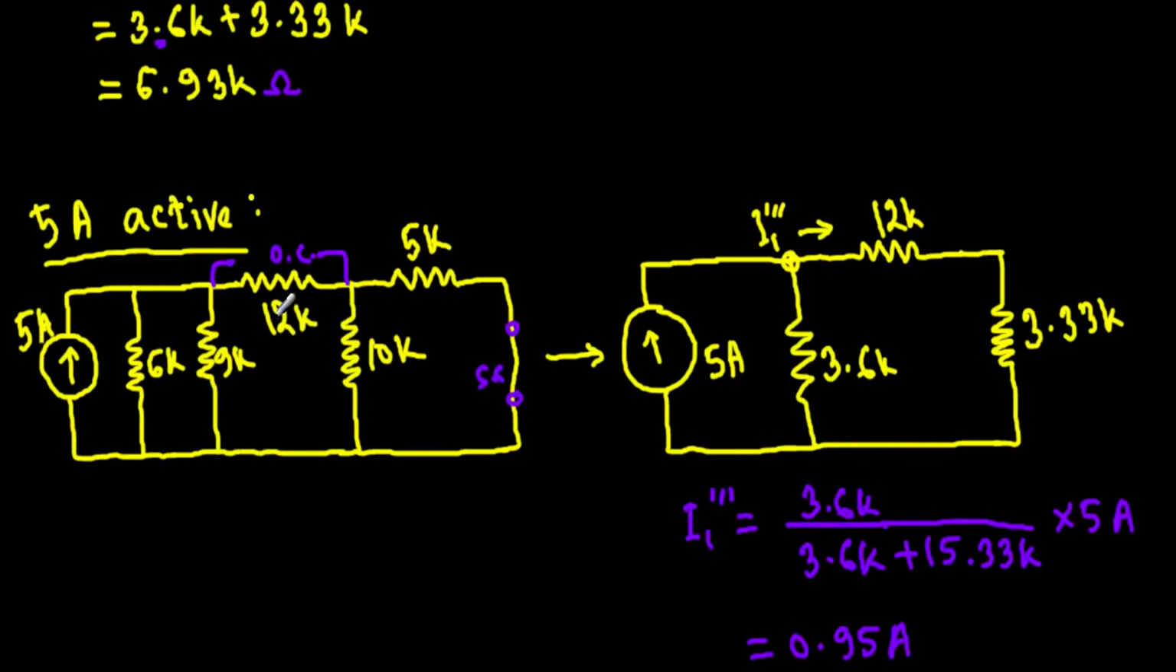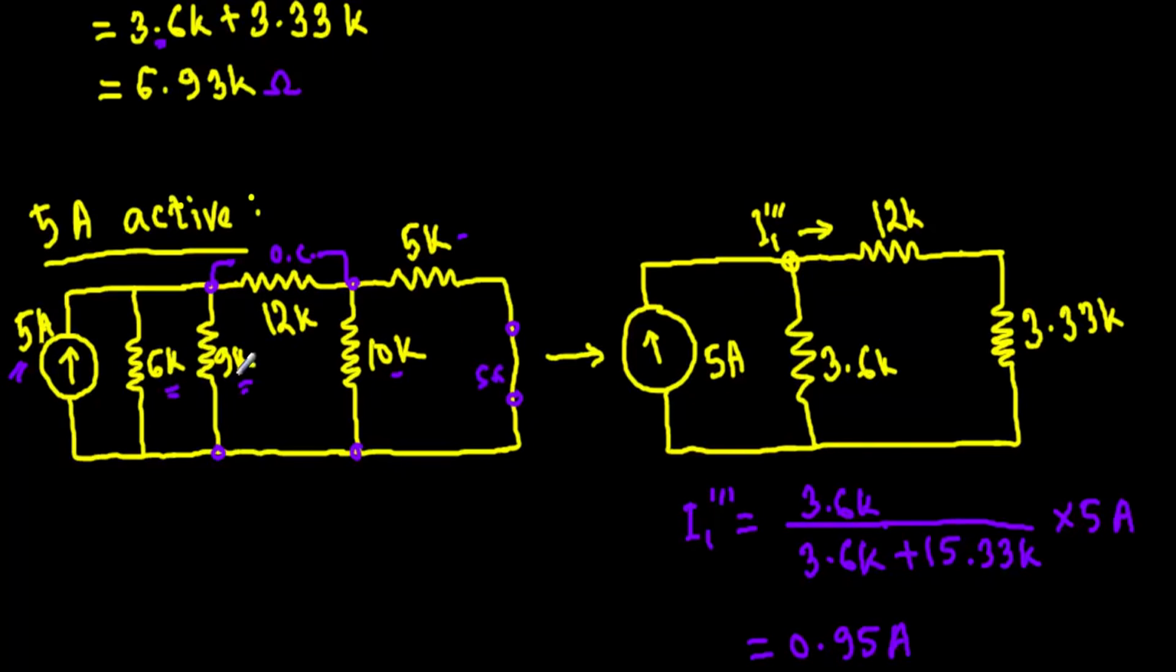Now I have to calculate the current through this 12 kilo ohm resistor. What is the current that is flowing through this 12 kilo ohm resistor? So as we are given the value of current, we have to apply the current divider rule in this circuit. At first, look at this terminal and this terminal. This 9 kilo ohm and this 6 kilo ohm resistances are connected in parallel, and look at this terminal and this terminal. This 5 kilo ohm and this 10 kilo ohm resistance are connected in parallel.